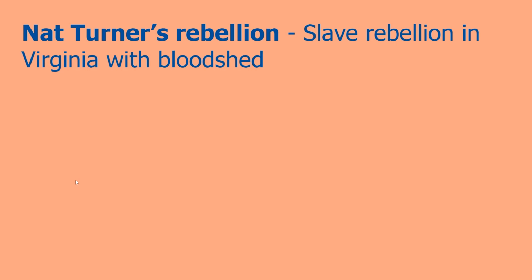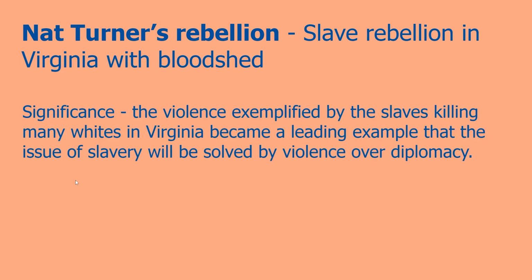Nat Turner's Rebellion, slave rebellion in Virginia with bloodshed. The violence exemplified by the slaves killing many whites in Virginia became a leading example that the issue of slavery will be solved by violence over diplomacy. This principle that was basically said that it was inevitable that there'd be violence over the issue of slavery is most obviously built upon in Bleeding Kansas, which is later on.